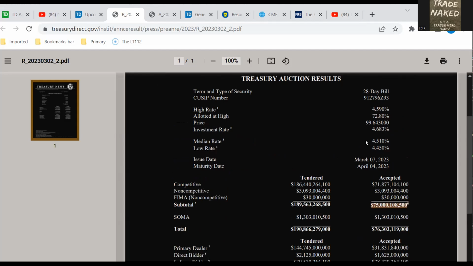So in this case, the median rate was 4.51. The low rate was 4.45. And the high rate was 4.59. So we get the high rate, which converts, and that's the discount. So if you took the 15,000 I just bought and discounted it by 4.59%, and then compounded that out, that'll result in this price, 99.643 per 100. And that equates to a 4.63% rate of return, like if you compared it to a CD or something like that.